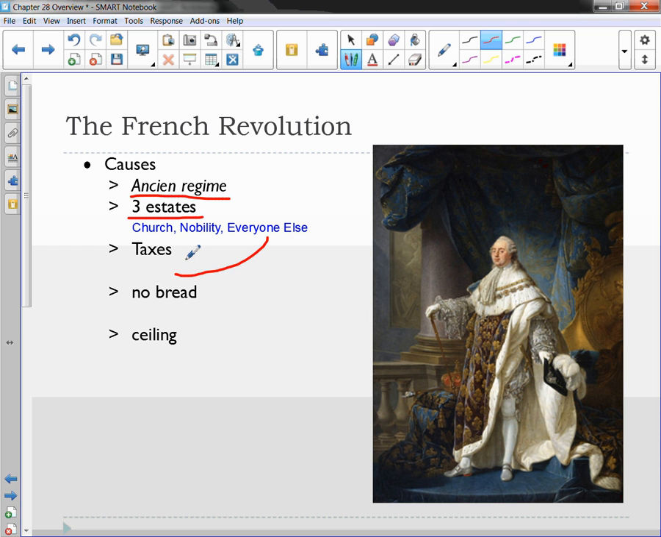And everyone else has the same amount of rights, whether they're a wealthy merchant or a pauper. Everyone else, most of the population, they're the only ones who pay taxes. The church and the nobility are tax exempt. And guess what? Not a lot of these people have a ton of money. In addition to that, there's no food.